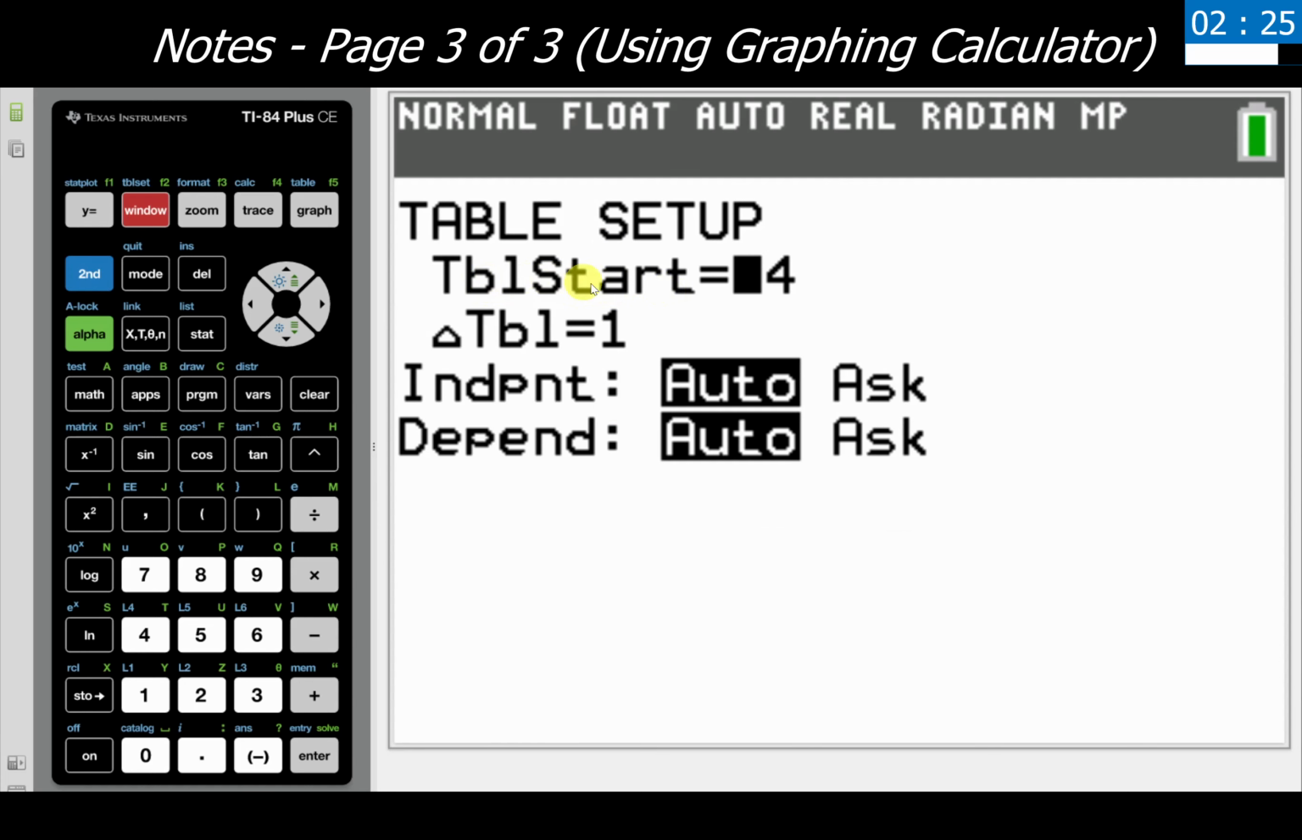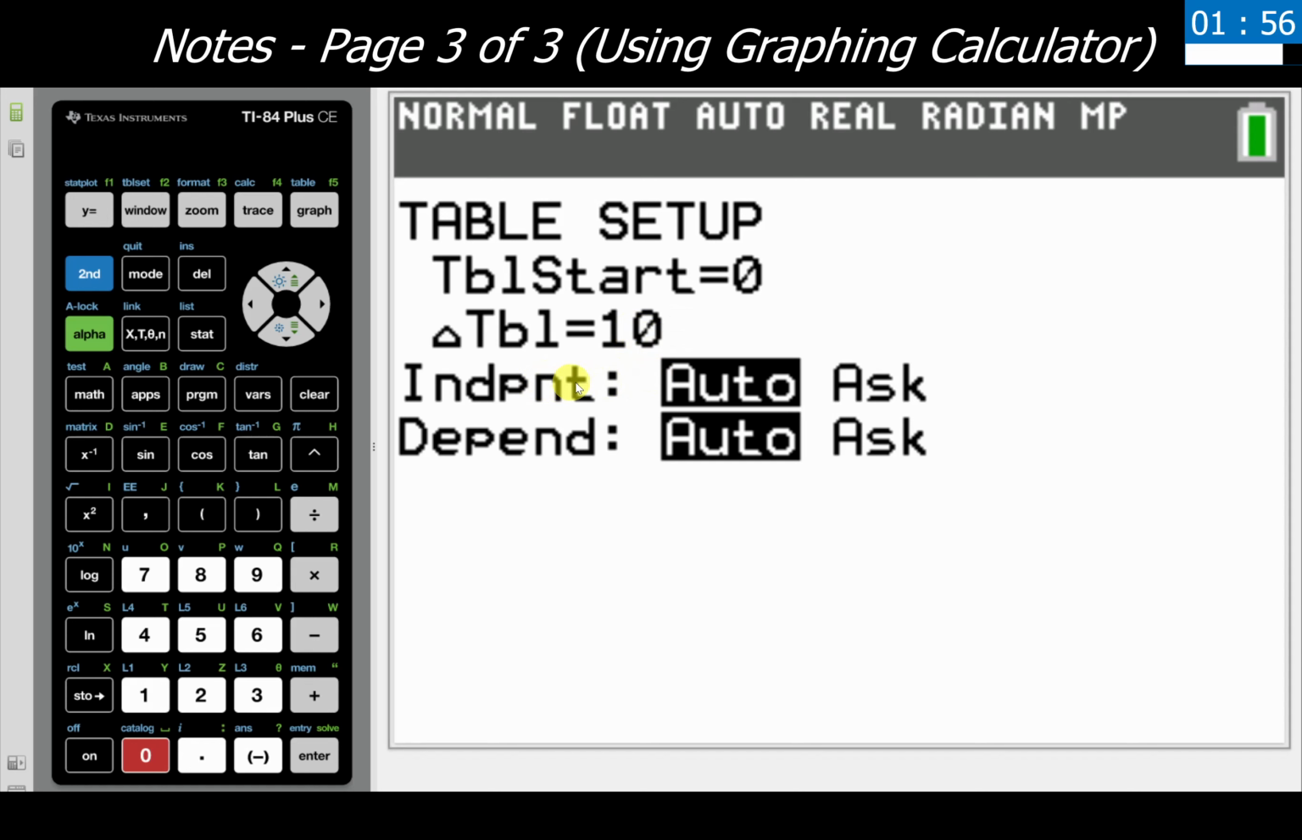Where do I want my table to start? Well, I want to start at 0 because that's my first number. So I'm going to tap in 0 here. I'm going to scroll down and we see this little triangle TBL that says, what do you want the change in the table to be? So starting at 0, do you want it to count up by 1s, by 2s, by 5s, by 10s, whatever. So we want it to count by 10s here. So starting at 0, change by 10s.